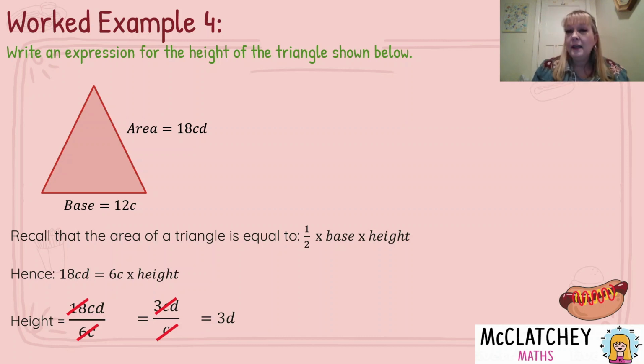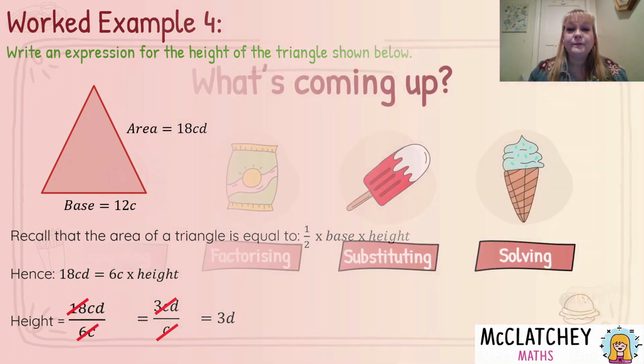Now it's always a good idea before you walk away from a worded problem to check your work. So what I would be doing now is looking at that area, and then I'd look at the base and look at the height. If I did 12c times 3d, I would get 36cd, and if I times that by half, I'd get 18cd. That's equal to my area, so I know I've done the work correctly.